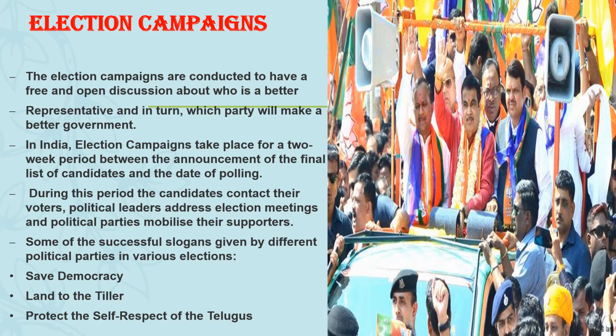Some of the successful slogans given by different political parties in various elections: In the Lok Sabha election of 1971, the Congress party led by Indira Gandhi gave the slogan of Garibi Hatao. In 1977, the Save Democracy slogan was given by the Janata Party. In 1977, the Left Front used the slogan of land to the tiller. Protect the self-respect of Telugus was a slogan used by N.T. Ramarao, the leader of Telugu Desam Party, in the Andhra Pradesh Assembly election in 1983.